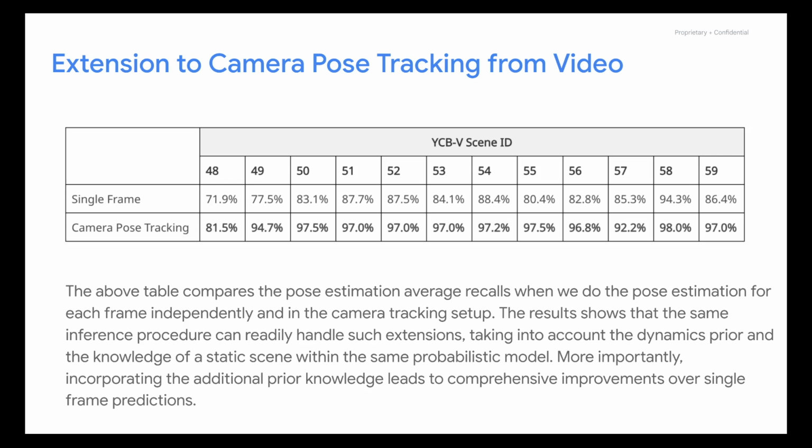3D NEL's probabilistic formulation provides a principled framework for incorporating prior knowledge about the scene and enables easy extension to camera pose tracking from video using inference in the same model without task-specific retraining. Given the assumption that an input video is observing a static scene, we can encode that assumption in our model by constraining all object poses to be transformed by the same amount between frames. Then the same inference procedure can be applied.